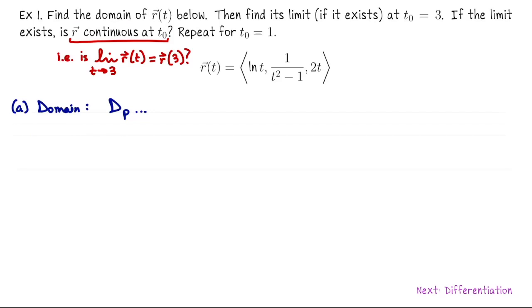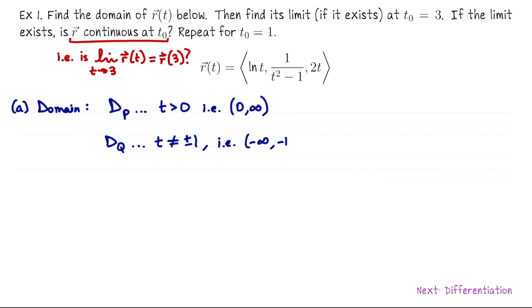You can only take the natural log of a positive number, so that's going to be t greater than 0. What about the domain for the middle component function, capital Q? Well, the denominator would be 0 if t were either 1 or negative 1. Every other value of t is possible, so the domain is t not equal to plus or minus 1, which we can also write in interval notation as negative infinity to negative 1, negative 1 to 1, and 1 to infinity. Our third component function, 2t, is just a nice polynomial expression that's defined for all t.